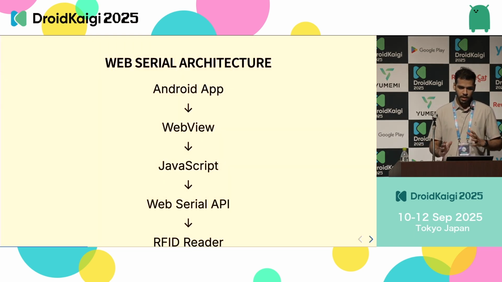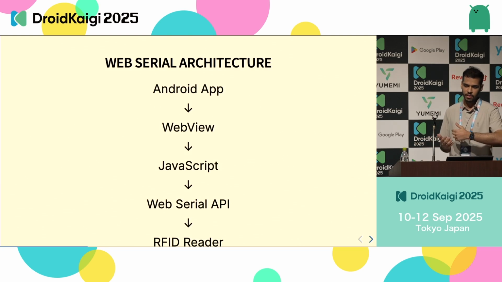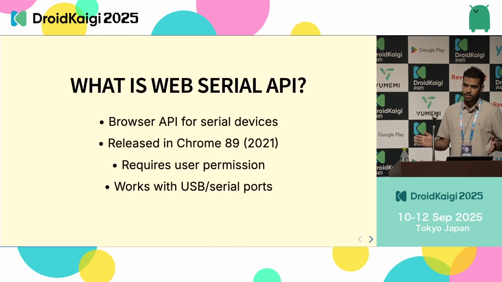So we have some sort of an architecture. If you have an Android app, how can you make it work with the hardware? First, you have to use a web view, and you use JavaScript. We'll be coming to the JavaScript part in a bit, because that's the complicated part of making Android work with your sensors or RFIDs or Raspberry Pis. We'll be looking at first the web serial API.